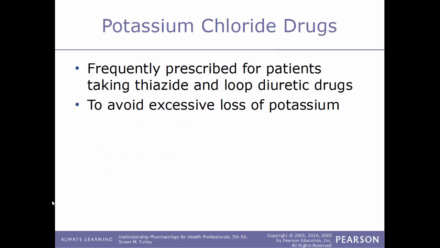Alright, now we'll talk about potassium chloride drugs. These are frequently prescribed for patients who are taking either a thiazide or a loop diuretic drug. Because both of those cause so much potassium to be wasted into the urine, you don't want that patient to risk losing too much potassium. So the way to counteract that would be to prescribe a potassium chloride drug.